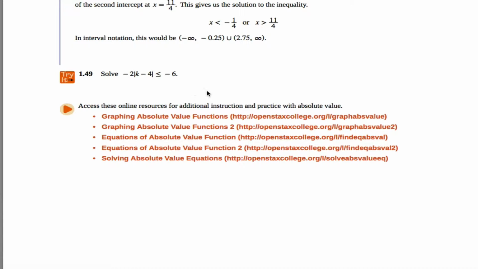Solutions to try at 1.49. We have an absolute value inequality. I'm going to solve it algebraically, and then if I feel motivated, I'll confirm my answer graphically at the end.